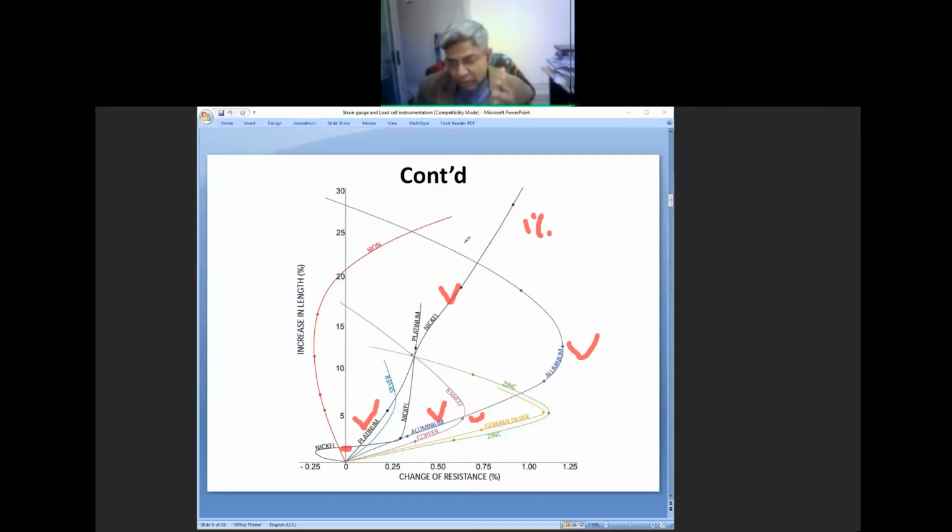So look at their behavior. Let's say aluminum: when we increase its length, we move from here to here, its resistance is increasing, and then it starts to decrease, you see. It means now the gauge factor is becoming negative. The gauge factor is positive while resistance is increasing, then it becomes negative. So that's the concept.